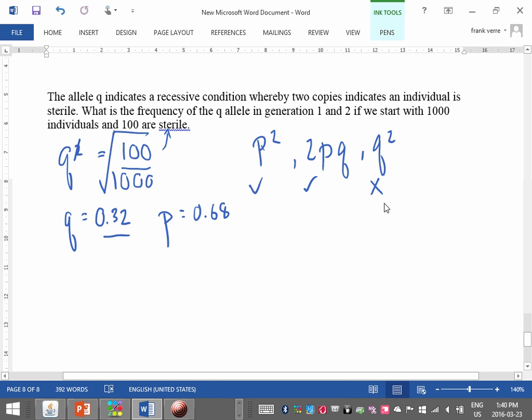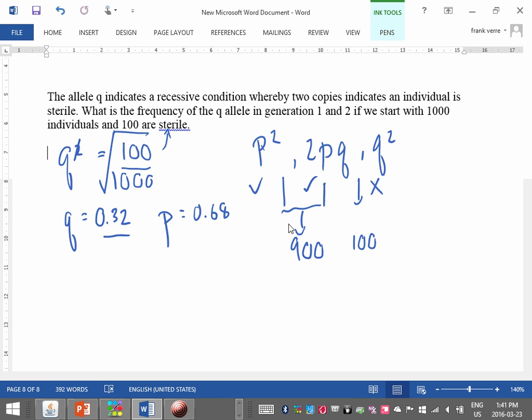Now, in this population, we have 1,000 individuals, and only 900 can have babies, right? But what we need to do now is figure out how many alleles there are, because we have 900 individuals. We know that these two have to add up to 900, because we're told that 100 are Q squared. The problem is we don't know of the 900 how many are P squared and how many are heterozygous.